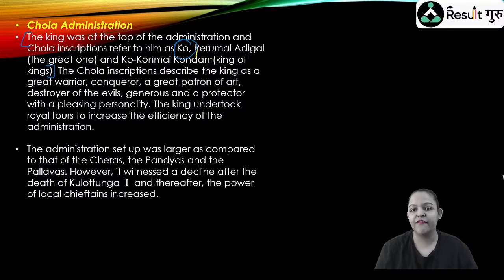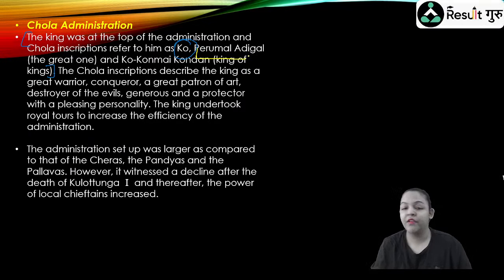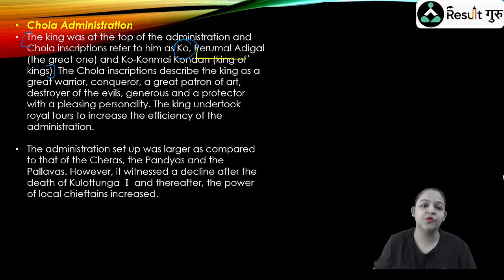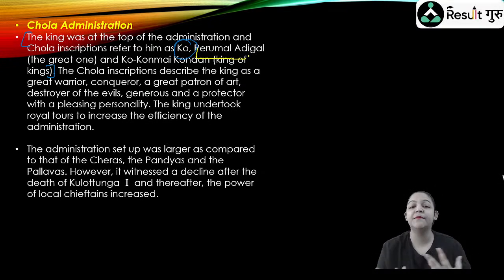Alright. They refer to as Perumal Adigal also. Fine. Ko Konmai. Okay, so these are the various names through which the kings have been referred to. The Chola inscriptions describe the king as a great warrior, a great conqueror, a great patron of art and literature, destroyer of evils, generous, protector, pleasing personality. So all of these things are just general adjectives which are being used with the kings.